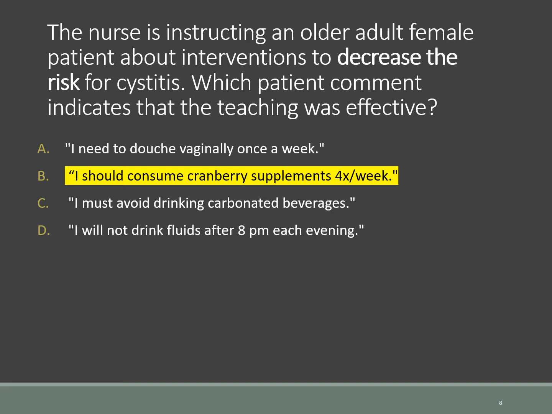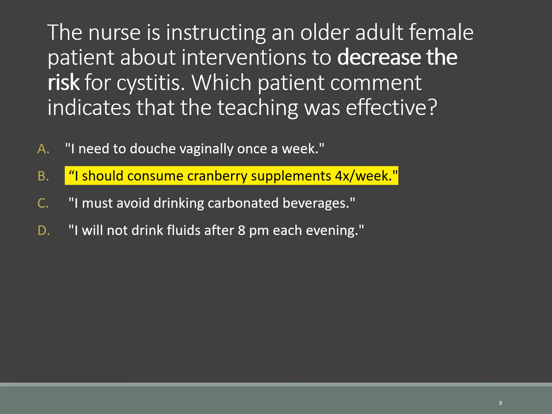Douching is not a healthy behavior because it removes beneficial organisms as well as the harmful ones. Cranberry products consumed for greater than 4 weeks have been shown to be effective. This produces a biofilm inside the bladder which reduces bacteria's ability to attach itself. Avoiding carbonated beverages is not necessary to reduce the risk for cystitis. We do encourage patients to decrease carbonated beverage intake if they have a current infection, though.